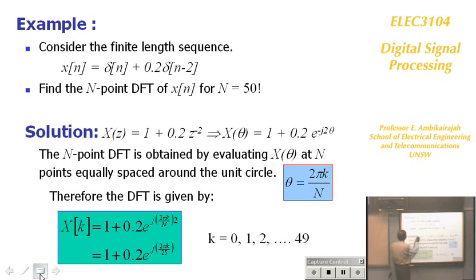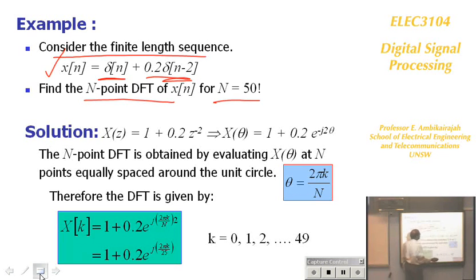Here's another example where you've been given a sequence. Xn can be formed using this formula. That's an arbitrary sequence. You've been asked to find the N-point DFT. N is 50. So you can do this one using the transform, then substitute theta.